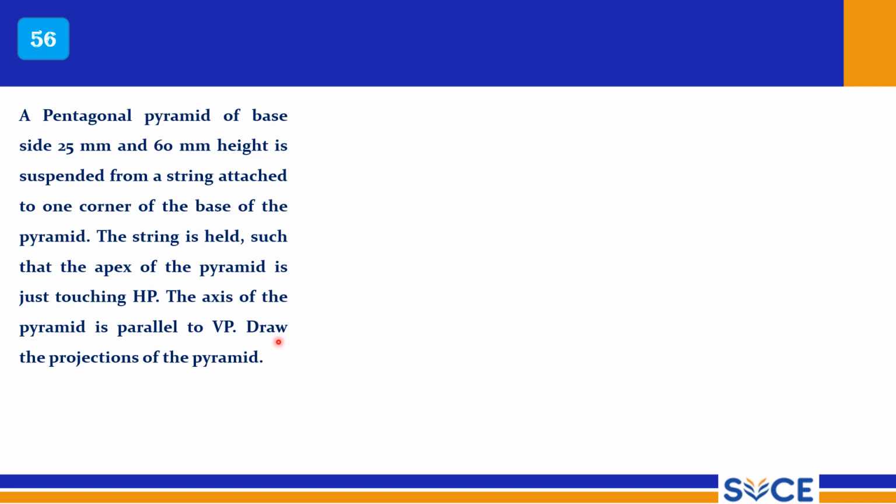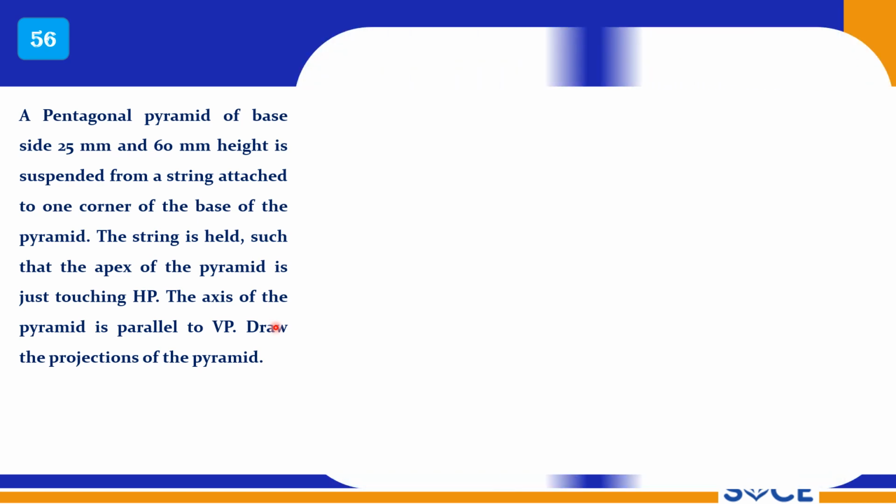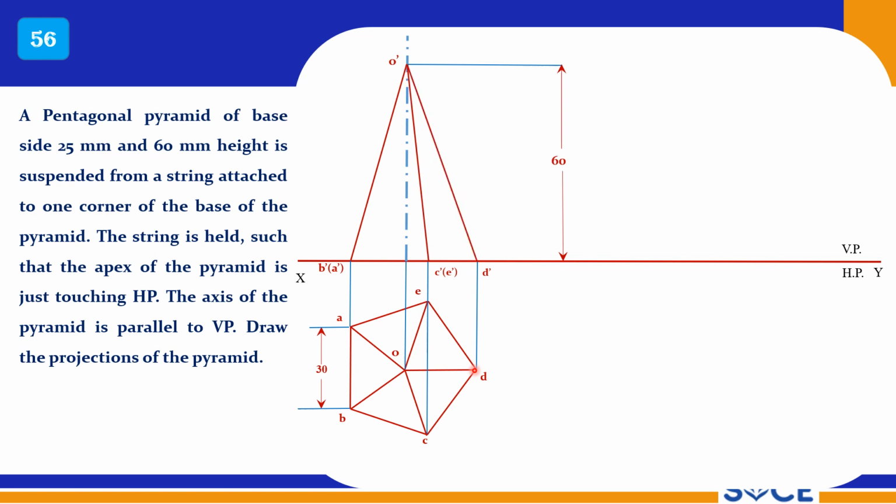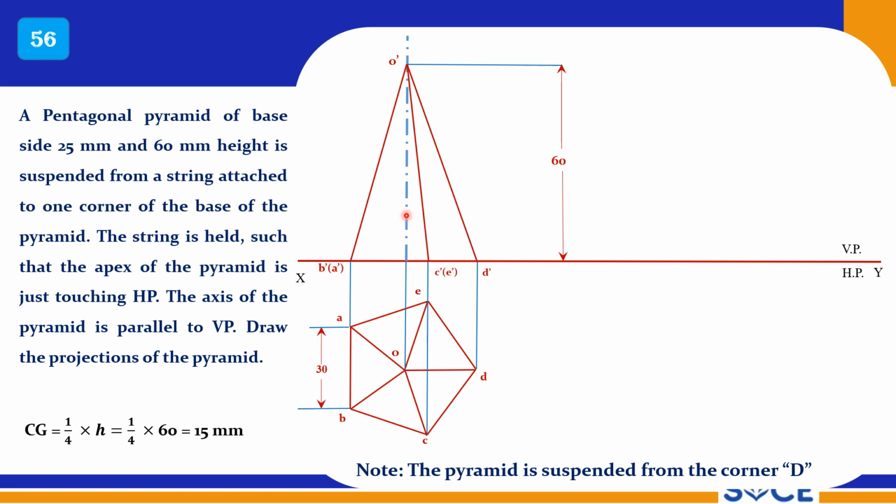So that is the trick given here. The apex should touch the HP, that is XY reference line. So you have to ensure and satisfy that condition. So this is XY reference line, and you can have a corner here. With this corner I am going to hang this solid and draw the simple front view. Measure this CG at 1/4 of height from base. You measure CG and mark a line.